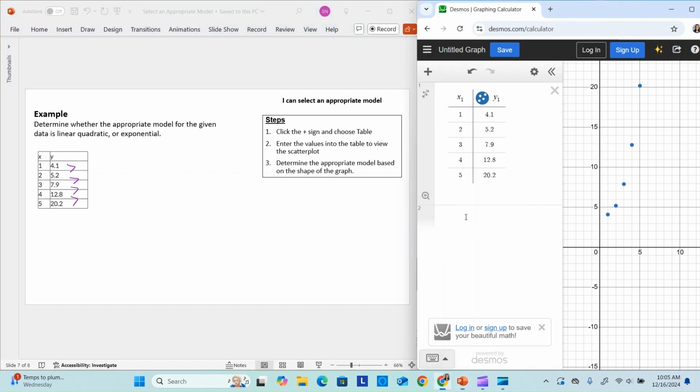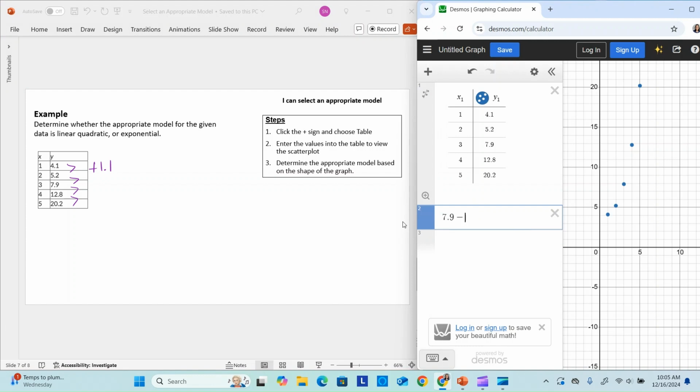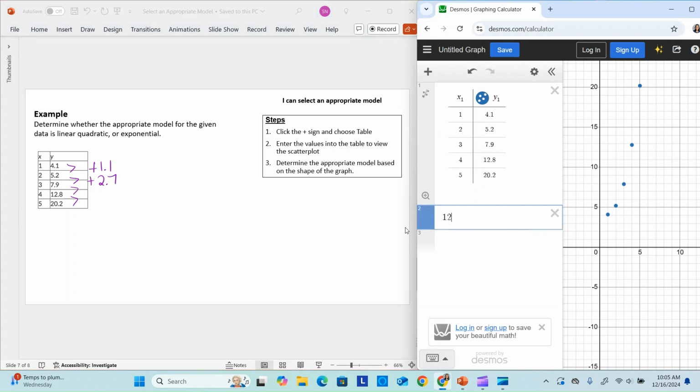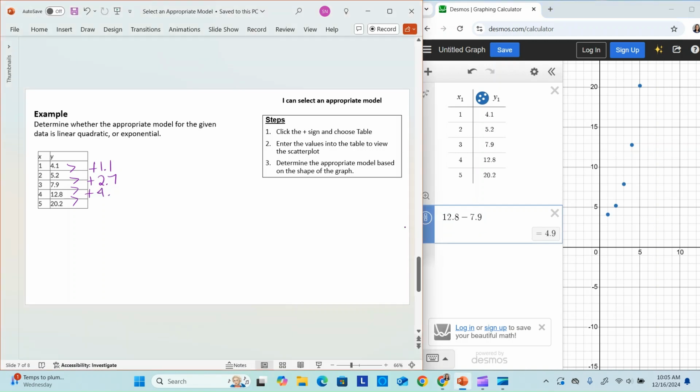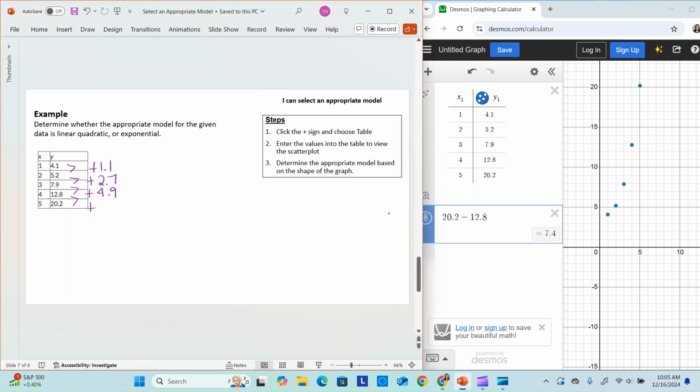So if we do 5.2 minus 4.1, that rate of change is going to be plus 1.1. If we do 7.9 minus 5.2, that's going to be a change of plus 2.7. If we do 12.8 minus 7.9, that's going to be a change of plus 4.9. If we do 20.2 minus 12.8, it's going to be a change of plus 7.4. Okay, so you can see quickly it's not linear. There's not a constant rate of change.